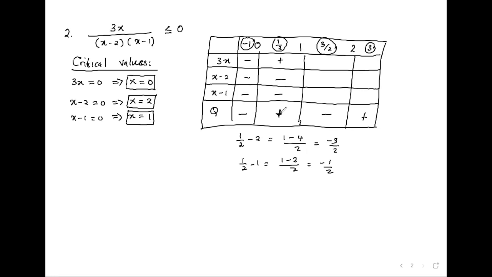Then 3/2, this will be positive. Then you have 3/2 minus 2, that is 3 minus 4 over 2, which is -1/2. So we get minus. And then 3/2 minus 1, that's 3 minus 2 over 2, which is 1/2, which is positive. When you multiply, you get the minus that we found here. Then for 3, we have a positive. 3 minus 2 is positive. 3 minus 1 is positive. So we get the positive there.